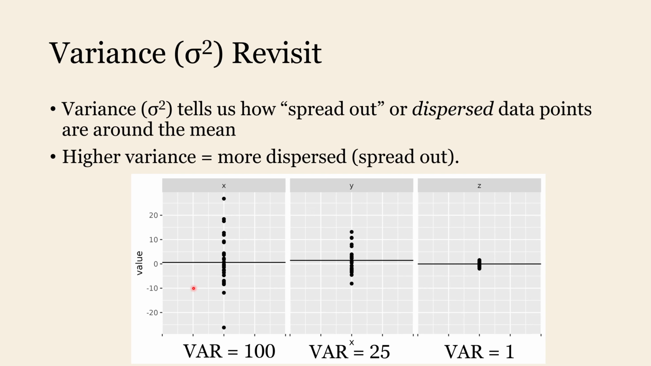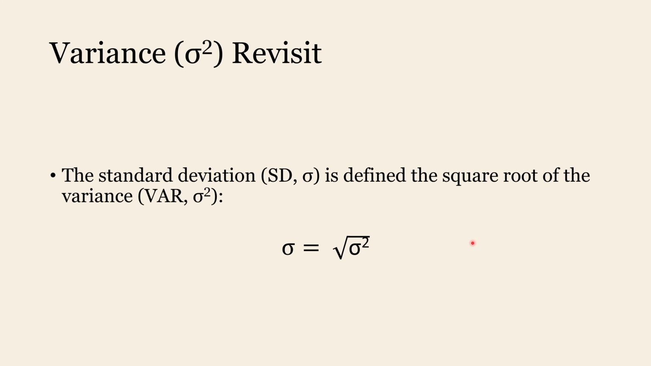The first variable x has the largest variance, which is 100, and as you can see, the data points are far more spread out around the mean, whereas on the right, all of the data points are relatively concentrated around the mean. And indeed, this variable has the smallest variance. So variables with the higher variance are more dispersed or spread out around the mean. The standard deviation is defined as the square root of the variance.